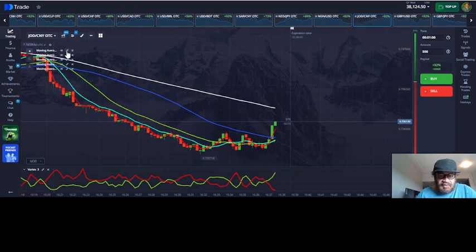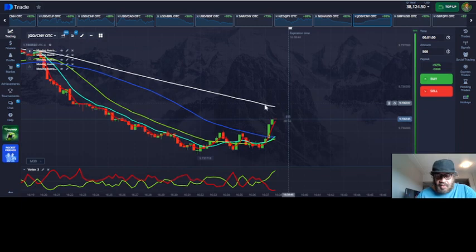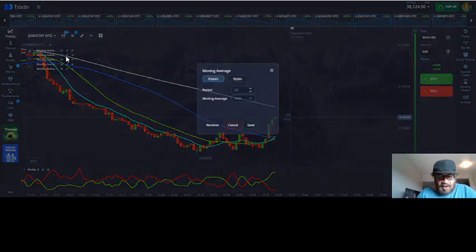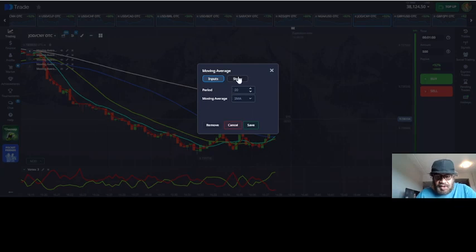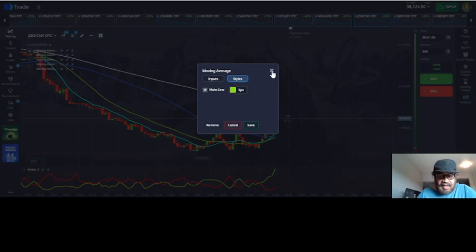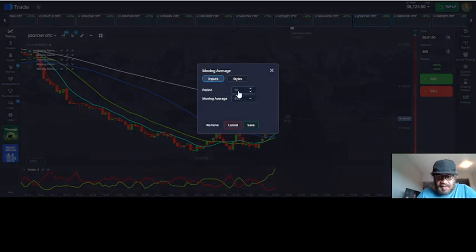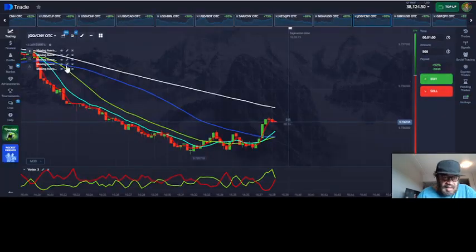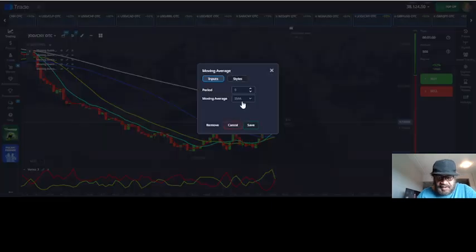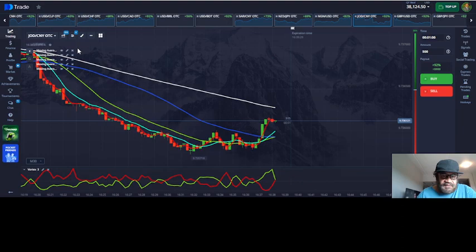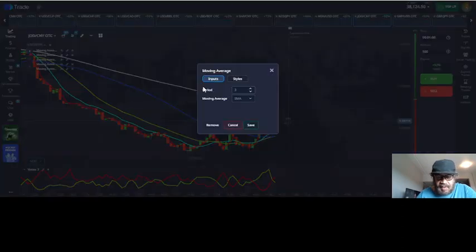The moving averages that I'm going to be utilizing are the 100 simple moving average, which is the white, the 20 simple moving average, which is the green line, the 50 SMA, which is the blue line, the 9 simple moving average, which is the turquoise line, and finally the last SMA will be the 3 simple moving average.